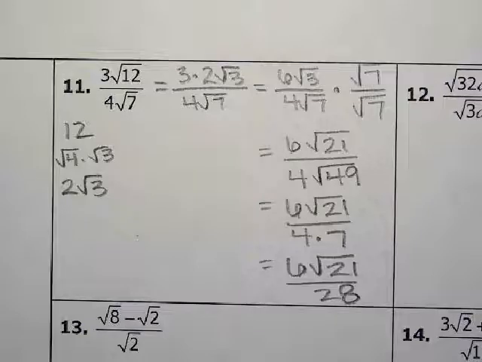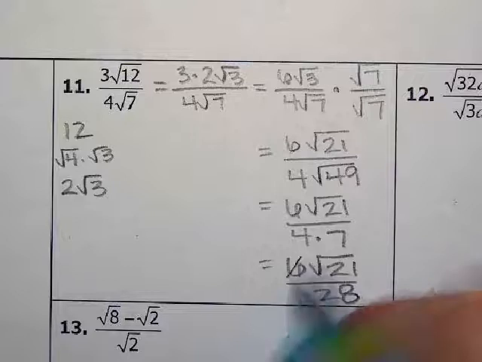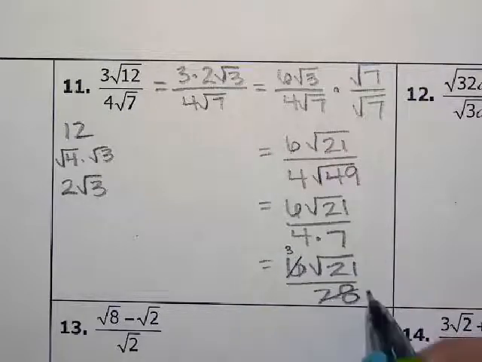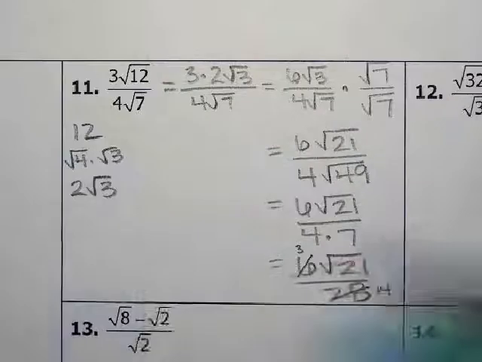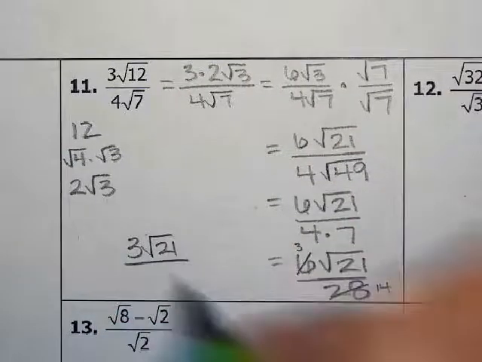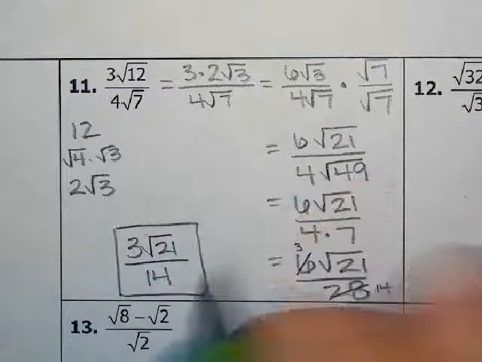6 over 28 we can reduce. Each of those is divisible by 2. So 6 divided by 2 is 3. 28 divided by 2 is 14, and that's about all we can do. So 3 root 21 over 14. Now the 21 and the 14 are so tempting to reduce, but you cannot do it because one's in a radical and one is not. Don't do it. Don't reduce those.